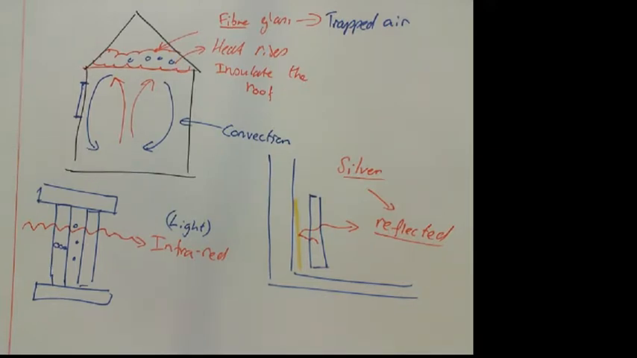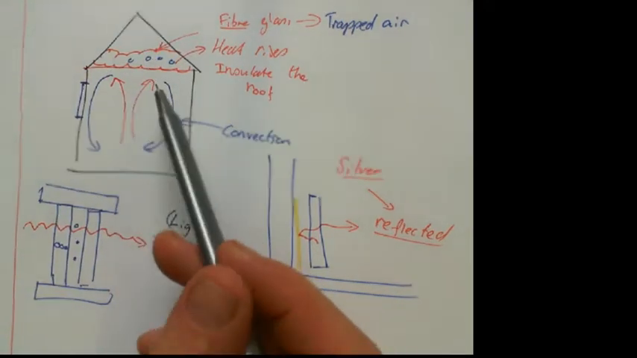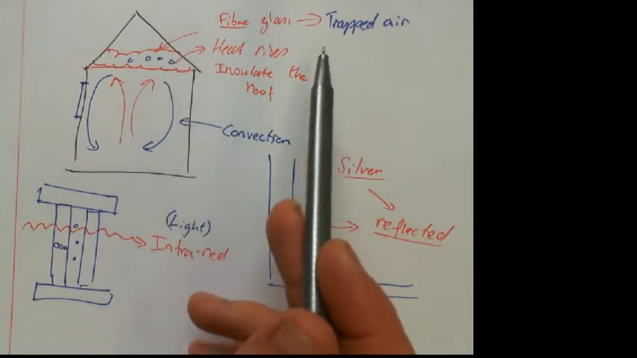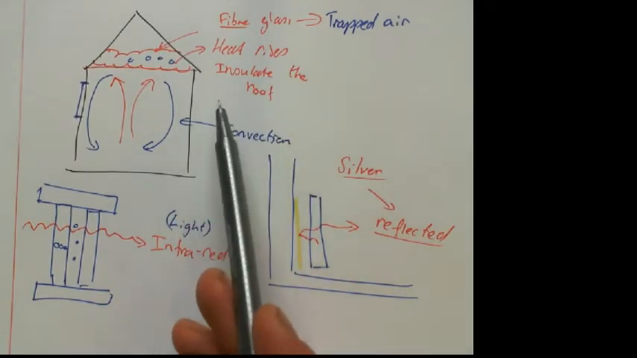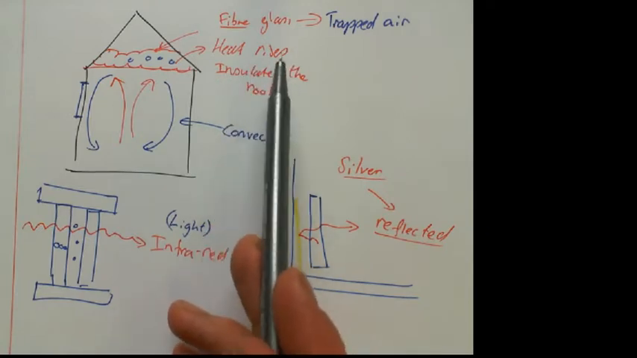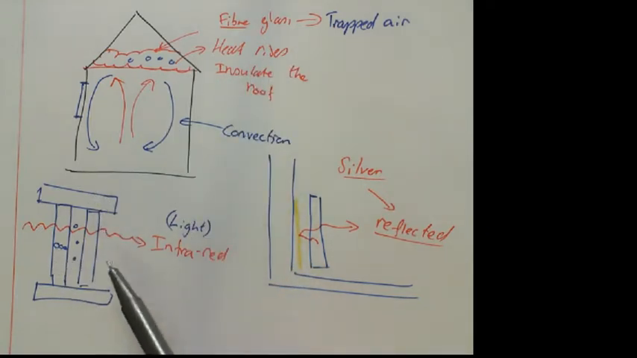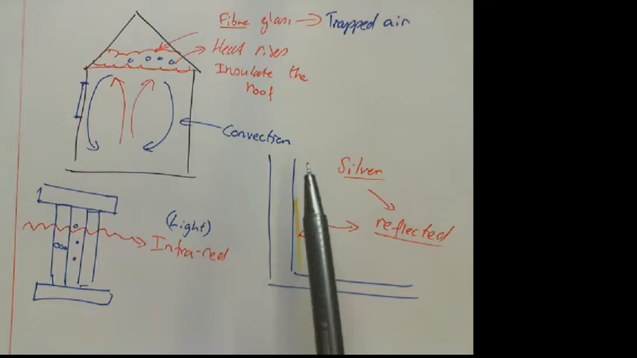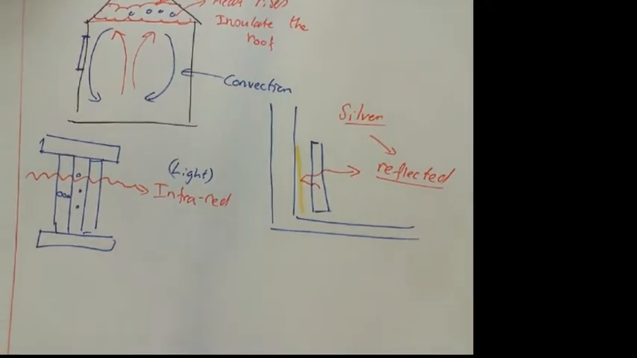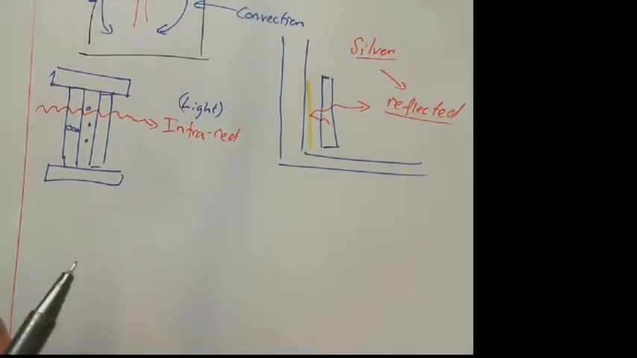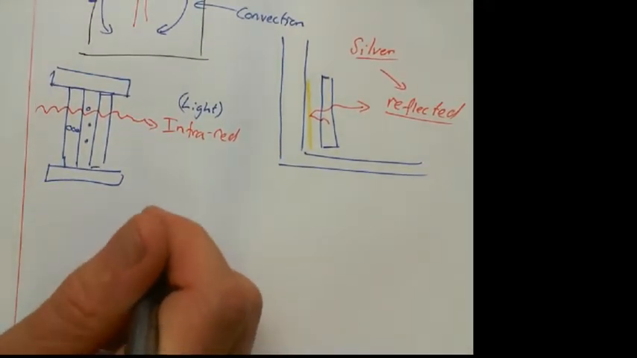Now, even if you have a loft which is insulated with fiberglass, which has got trapped air, which stops the heat that has risen to the top from escaping, and you've got double glazed windows, and you've got silver foil behind your radiators to reflect the heat back into the room, it's still expensive to heat a house. So the other thing that you can do is you can have solar panels on your roof.